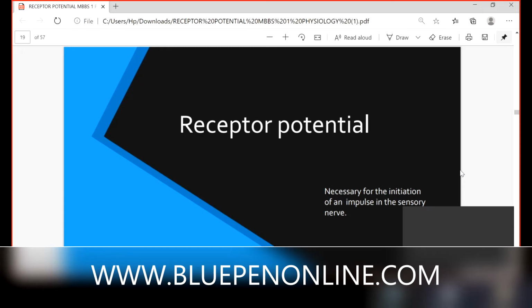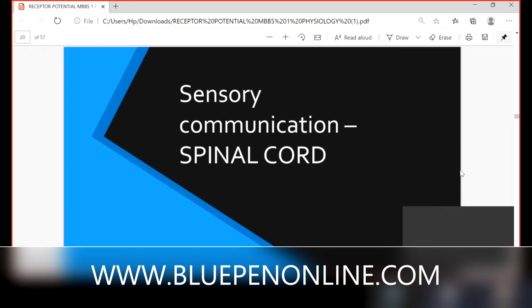Now, the last property is the receptor potential. It is another property of the receptor, and this property is very much essential for the impulse or the information to pass on to the central nervous system. Now with this, we have completed the receptor part.